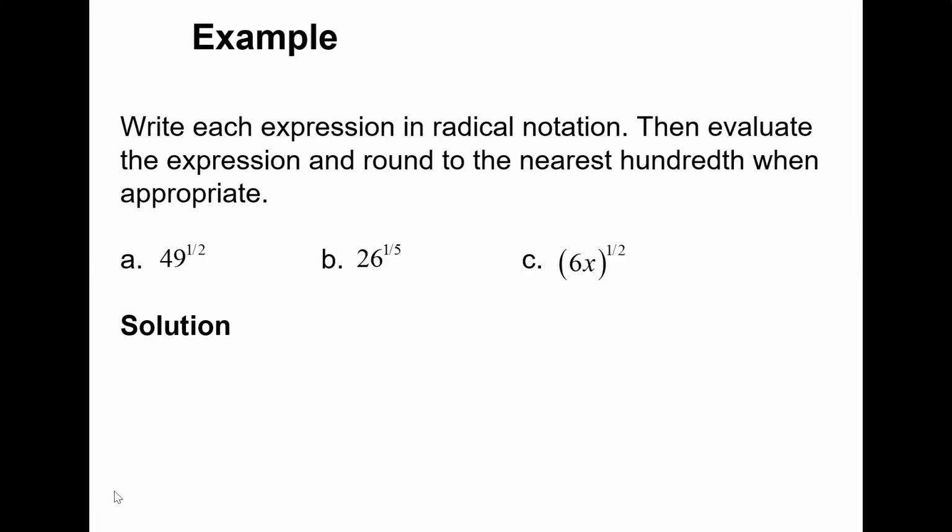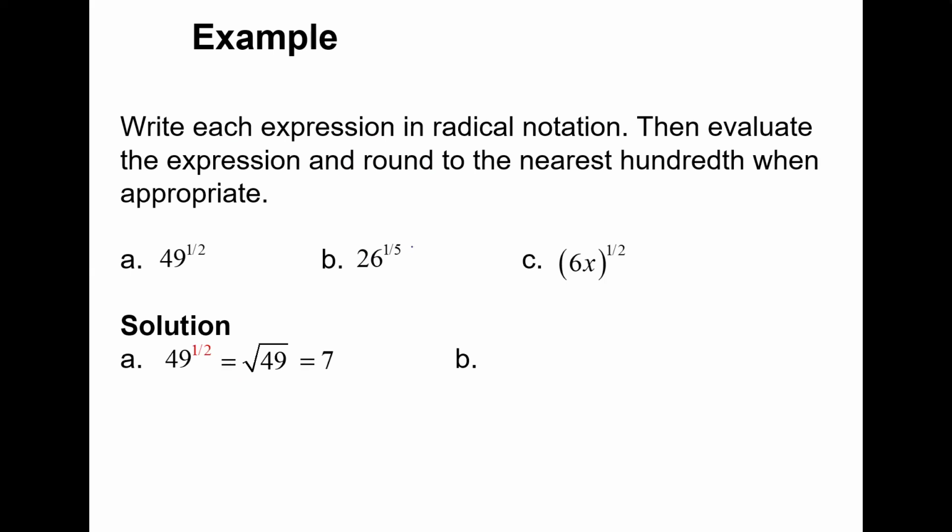Now, for example, if we want to write each expression in radical notation, then evaluate the expression and round to the nearest hundredth when appropriate: 49 to the 1/2, 26 to the 1/5, and 6x to the 1/2. So if we're putting 49 to the 1/2 in radical notation, that's just going to be the square root of 49. And the square root of 49 is just 7.